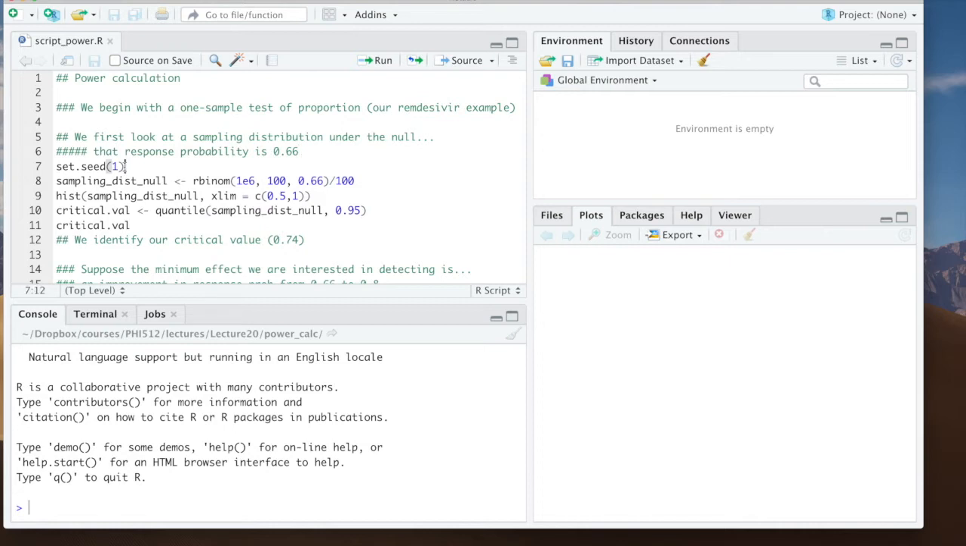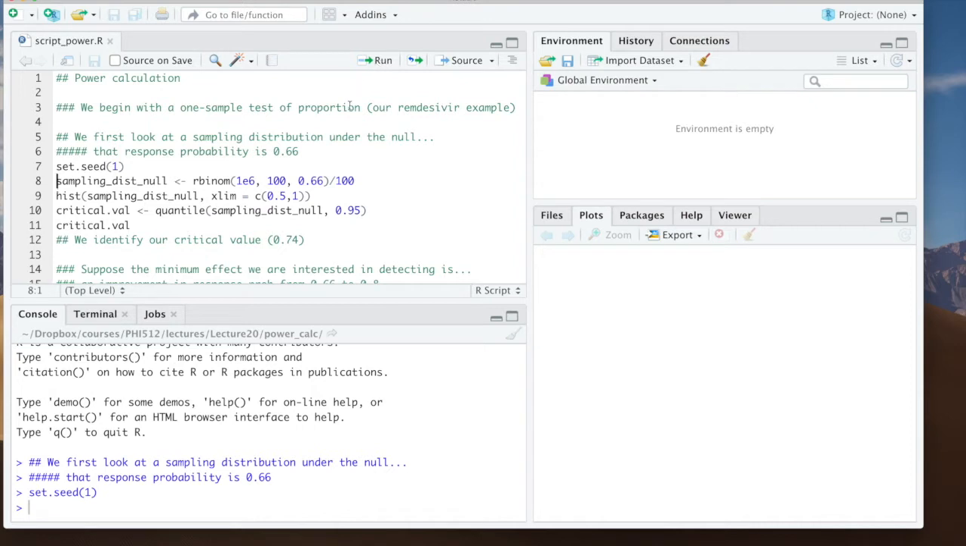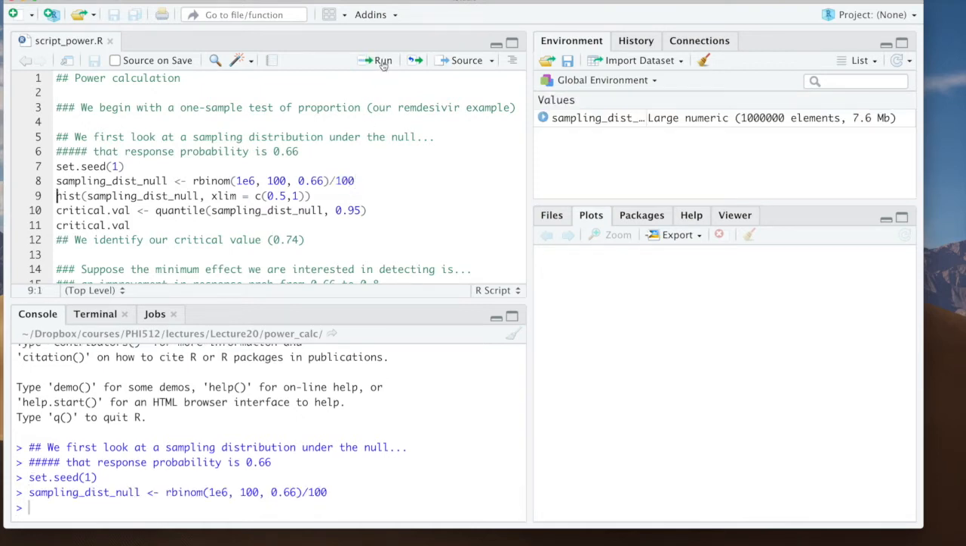So again, as usual, the first thing we're going to do is set a seed so that we can replicate this. The next thing we do is we're going to imagine running 1 million trials. In each trial, we're going to enroll 100 patients. For each patient, we're going to flip a coin with a probability of 0.66 of them responding and identify the number that respond here, and then divide that number by 100, because there are 100 patients, to get the proportion of patients who respond. So if we run this line, we have this new object sampling dist null.